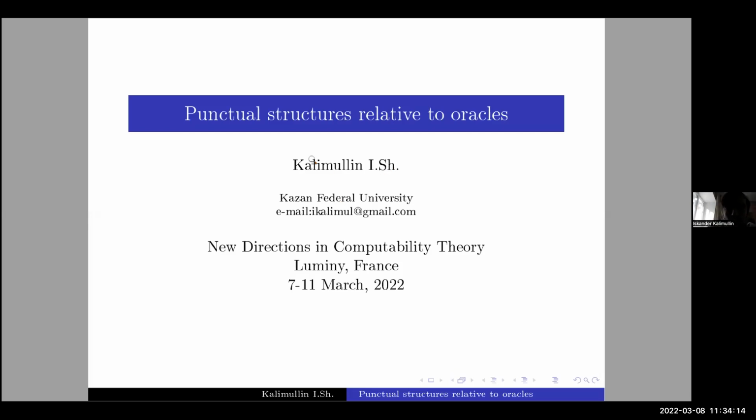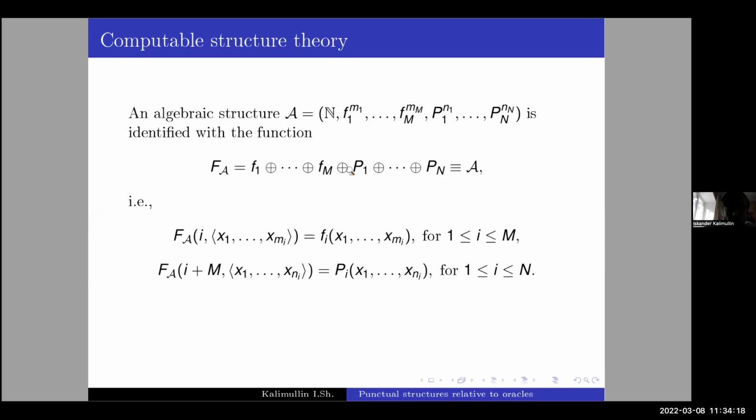So I will start. I will speak about some questions in computable structure theory, and my approach is a little bit different from the classical approaches. In particular, when I study some algebraic structure on the domain N, the set of natural numbers, I will identify it with one function fA, which is a join of all operations and predicates in the language of the structure.